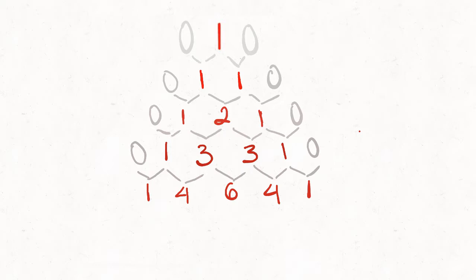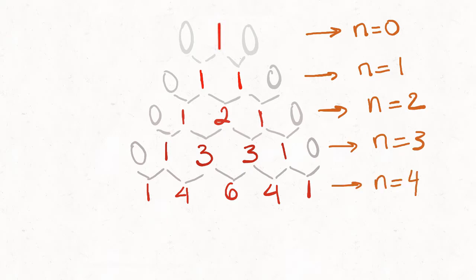Also, it is important to mention that the rows start counting from 0. So we have row 0, row 1, row 2, row 3, row 4. And this is how we build Pascal's triangle.